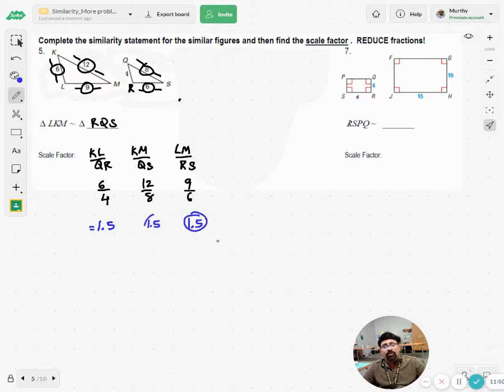By the way, you know that when two figures are similar, then the sides are in the same ratio. You see that all these are equal, 1.5, 1.5, 1.5. That shows that yes, these two figures are similar. The next one, I'm leaving it to you. I'm sure you can continue working on it.